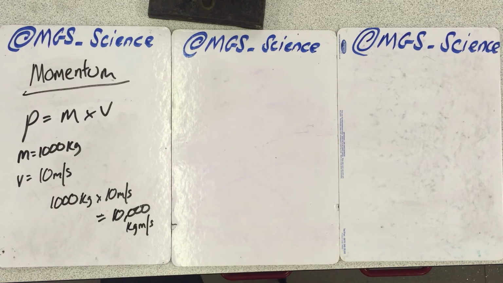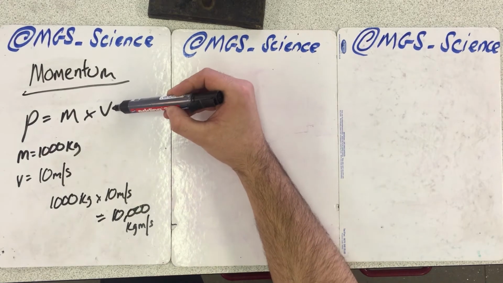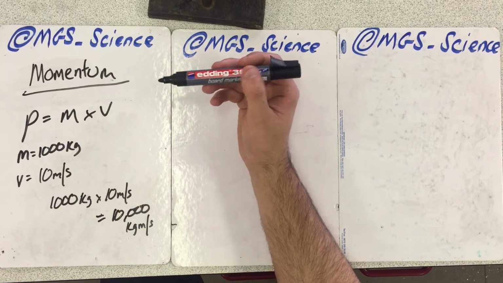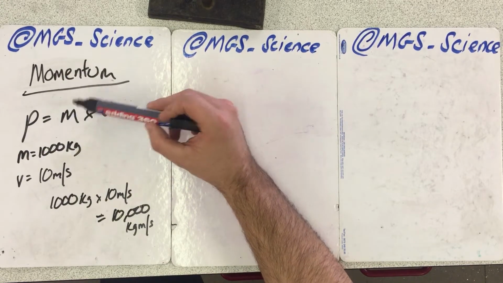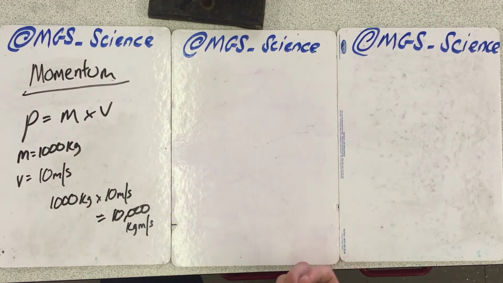Okay, now sometimes you'll see a question where they ask you what the momentum will be of a car stopped at the traffic lights, or a car that's stopped, or something that is stopped. And we know that if you've got zero velocity, which you would have if it was stopped, you must have zero momentum, because no matter what the mass is, anything times by zero would equal zero.